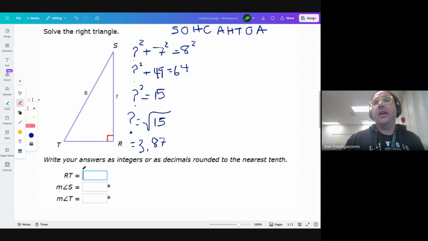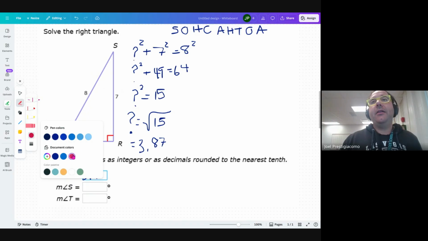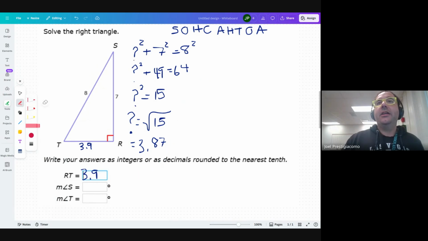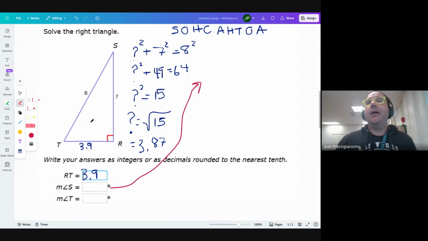Which rounded to the nearest tenth would be 3.9. Right, so I have that as 3.9. Now, again, I'm not going to use that number for anything. I'm now going to find, oops, that's the wrong one to connect to. Sorry about that. We're going to find angle S now.